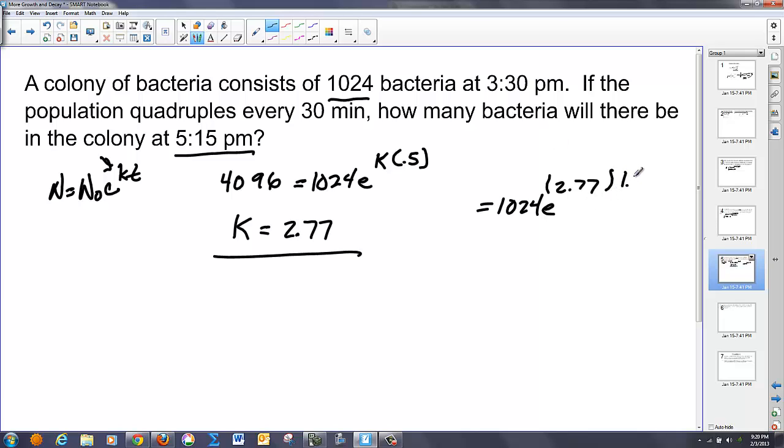So 1.75 hours. And that'll get me my final amount. So now this is turned into a calculator problem. And I end up with an answer of about 130,479.